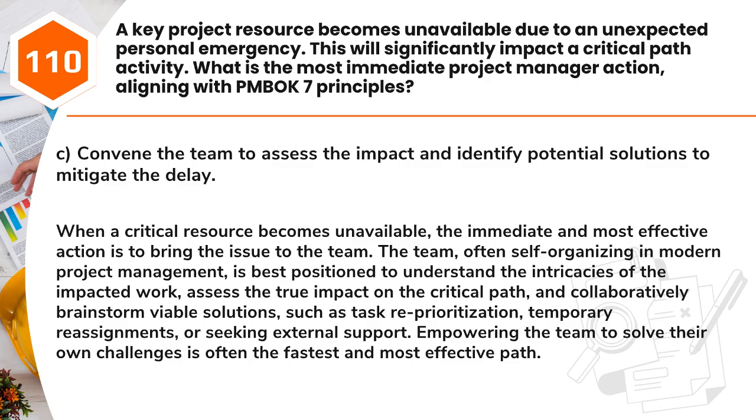Answer: C. Convene the team to assess the impact and identify potential solutions to mitigate the delay. When a critical resource becomes unavailable, the immediate and most effective action is to bring the issue to the team. The team, often self-organizing in modern project management, is best positioned to understand the intricacies of the impacted work, assess the true impact on the critical path, and collaboratively brainstorm viable solutions, such as task reprioritization, temporary reassignments, or seeking external support. Empowering the team to solve their own challenges is often the fastest and most effective path.